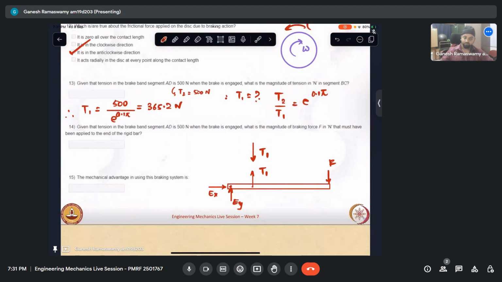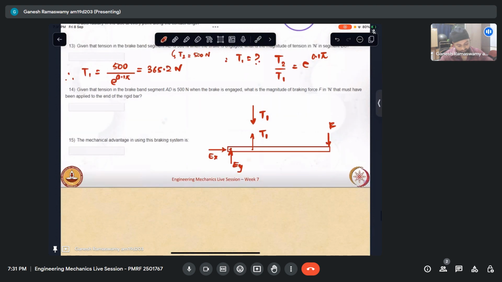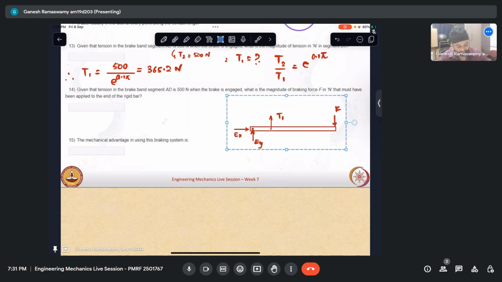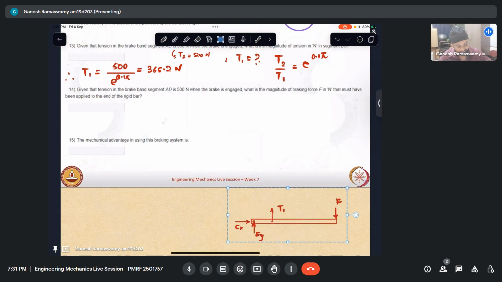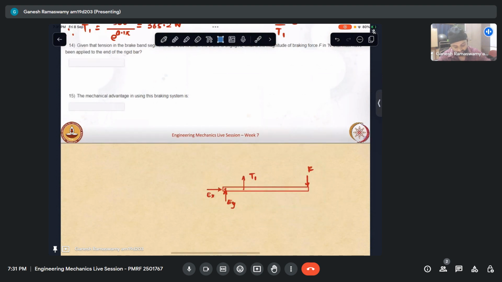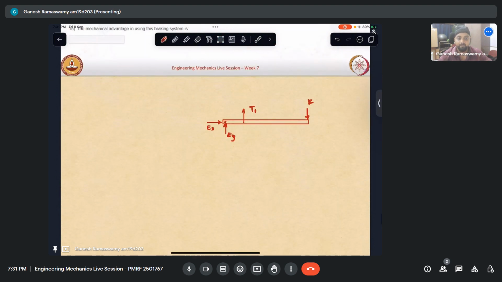Now the free body diagram is complete. This is not part of the free body diagram of the lever, so I'll remove that. So this is my free body diagram of the lever, and this is in equilibrium. So what are these distances? This is 0.25 meters, and this is given to be 1 meter.